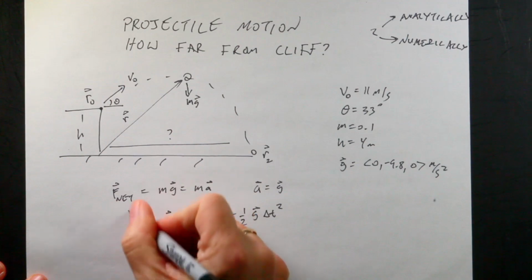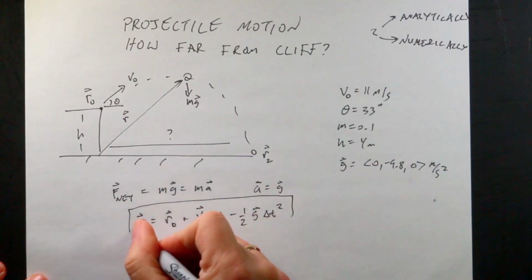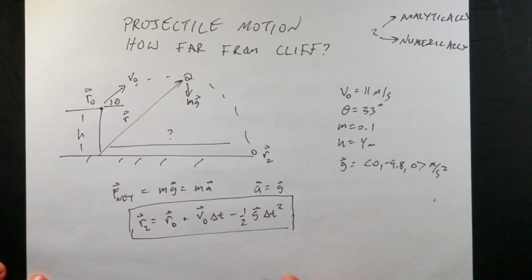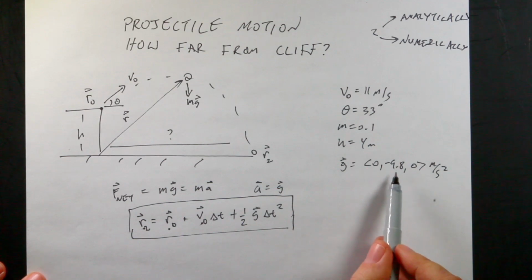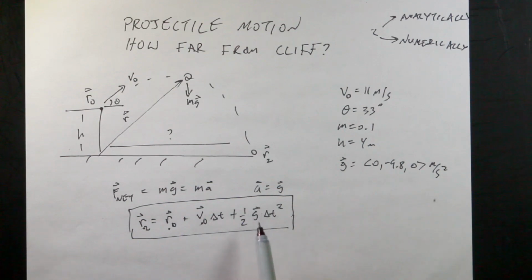So this is my only kinematic equation that I need, but it's a vector kinematic equation. So the vector position at the end is equal to the vector position at the beginning, plus the vector initial velocity times the time interval, which I don't know, minus 1/2 times the acceleration, which is g. No, I'm sorry, it's plus, because g already has a y component that is negative 9.8, and the acceleration is g. That was my mistake. Times t squared.